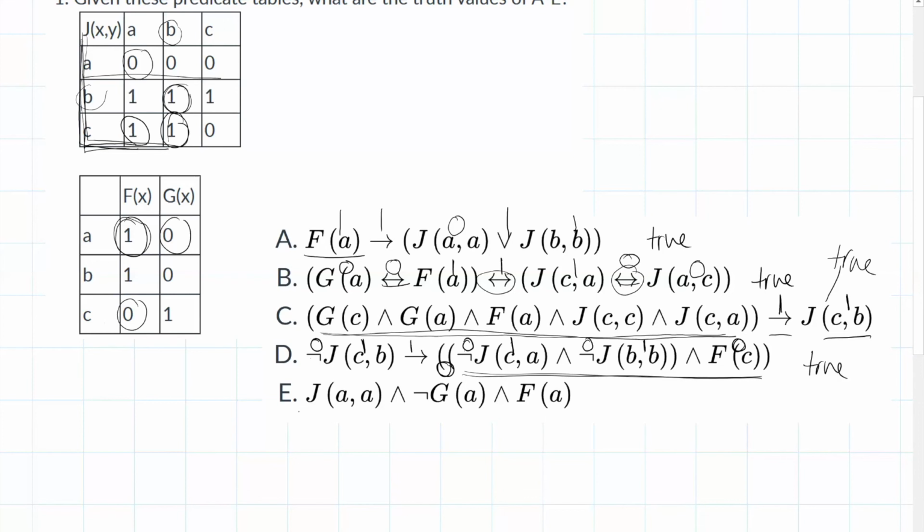And for E, we have JAA. JAA is false, and not GA is the negation of GA. GA is false, so the negation is true, and FA is true. So we have false and true, and the end result of that is false. So the statement is false.